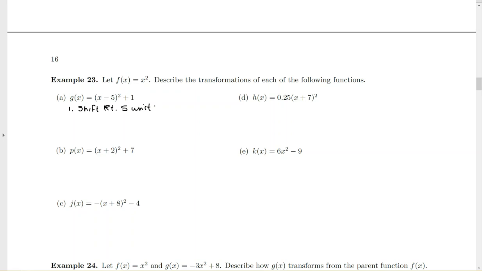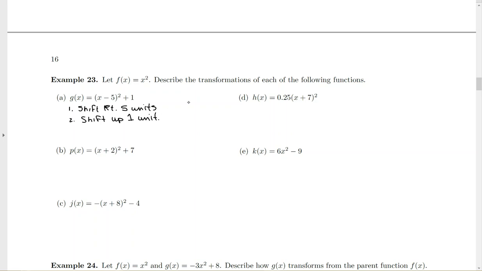Then I look to see, is there anything directly outside the parent function being multiplied to it? In this case, no. So there's no stretching or compressing. There's no reflecting around the x-axis. So I go right to step 4. There's a +1 outside the function, which means I'm going to shift up 1 unit.